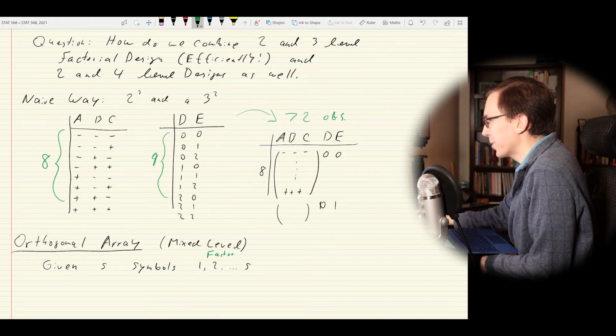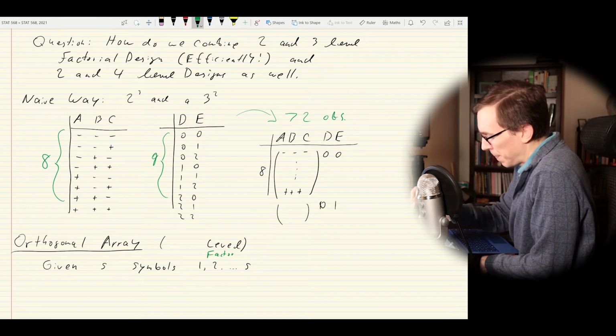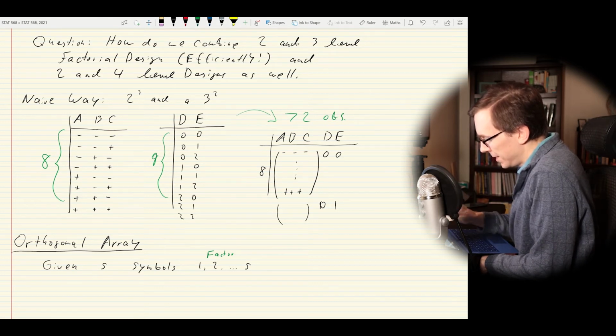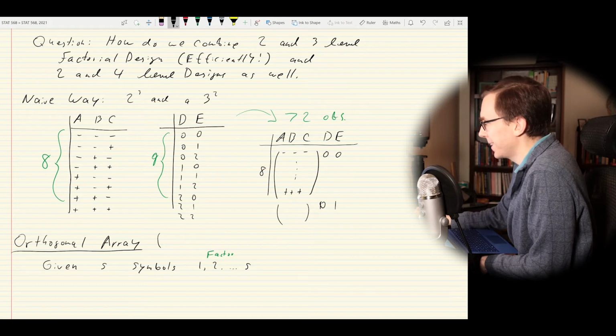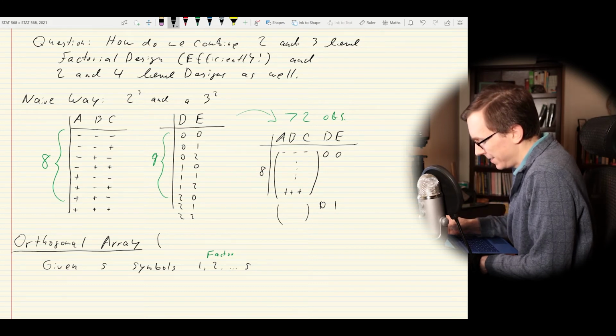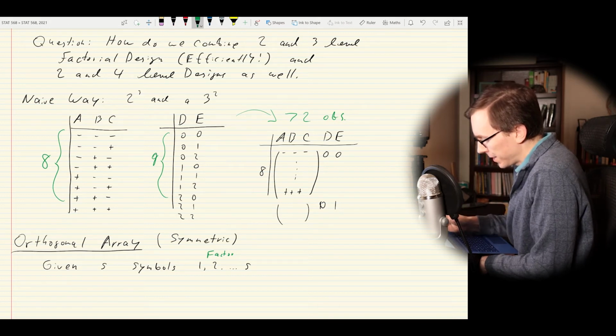Actually, I think this is the symmetric orthogonal array. We haven't gotten to the mixed level one yet. Sorry, I got my... This is the definition. This is not a mixed level array. This is a symmetric array. And these can be thought of as the factor levels.